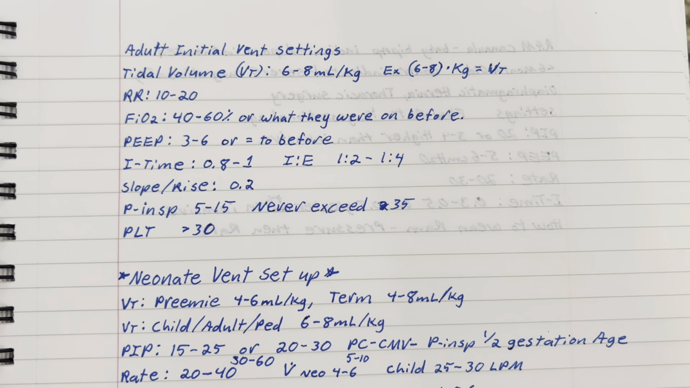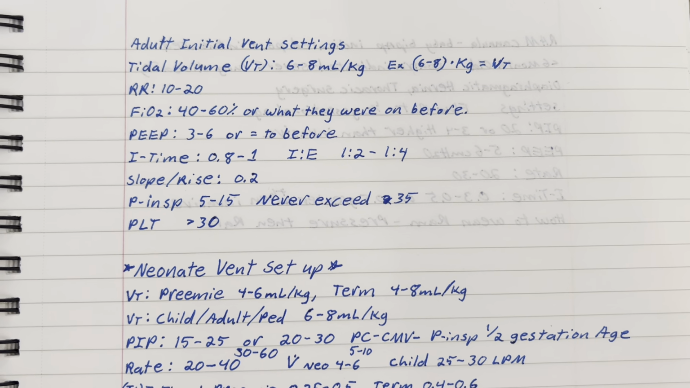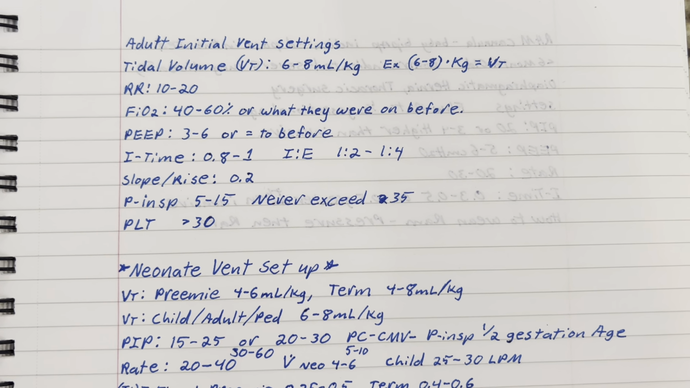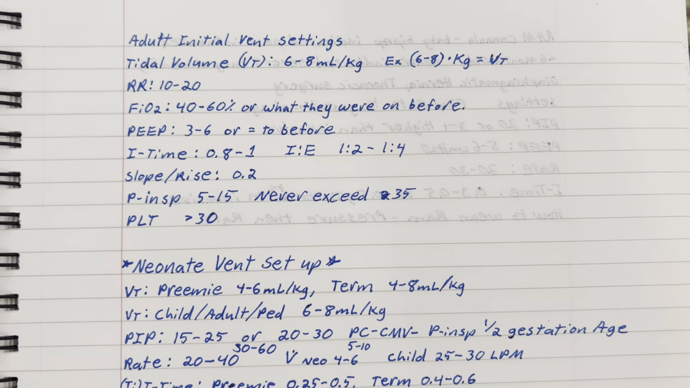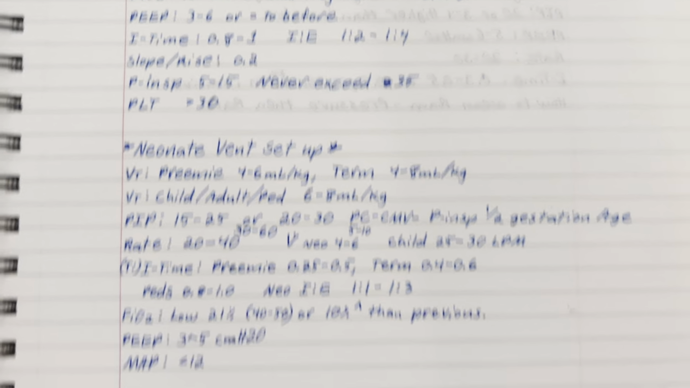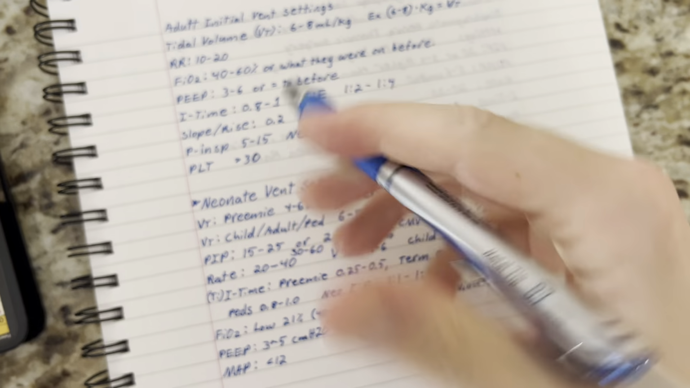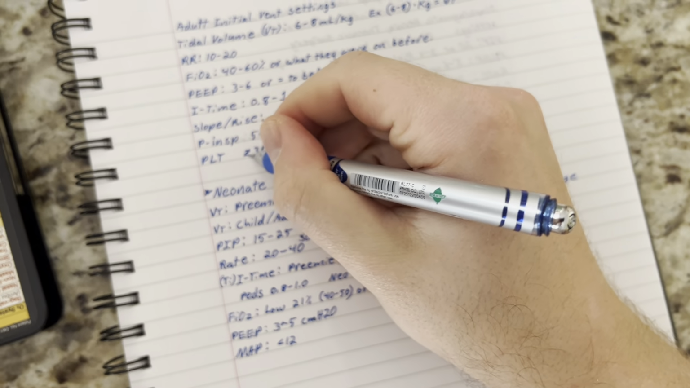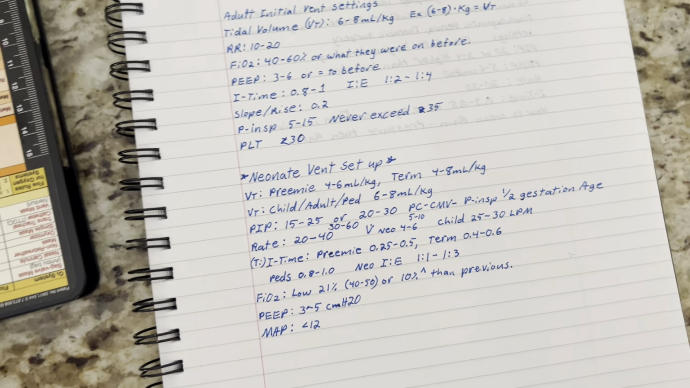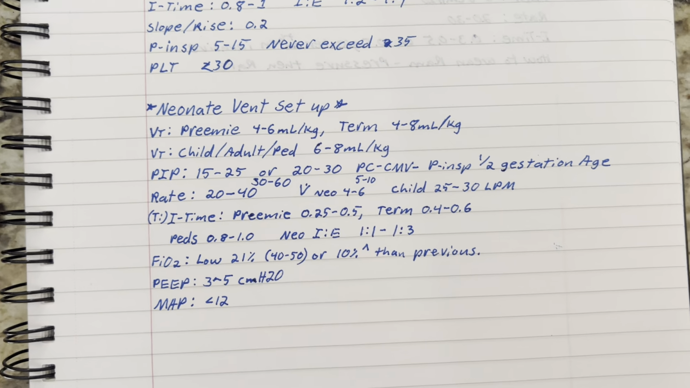Slope rise should be 0.2. Pressure inspiratory should be 5 to 15. Never exceed 35. I think I wrote that one wrong. It should be plateau less than 30. All right, neonate vent setup.